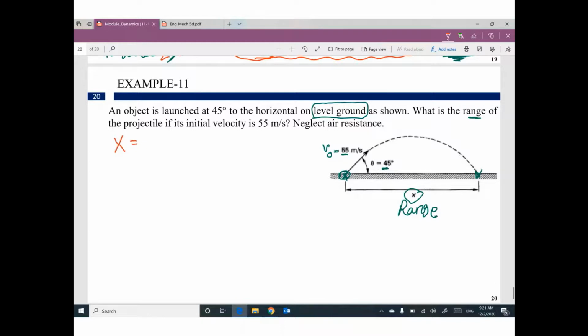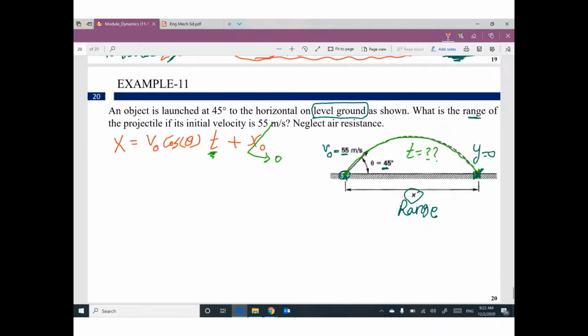We have an equation for x. Do you remember that? V naught cosine theta times t plus x naught. But we have an issue here. I agree with you, the initial horizontal distance is 0, we don't have x naught. But we still have an issue. What is the time? We need to figure out the time required for this projectile to reach the final destination, t. So we need to figure out the time first.